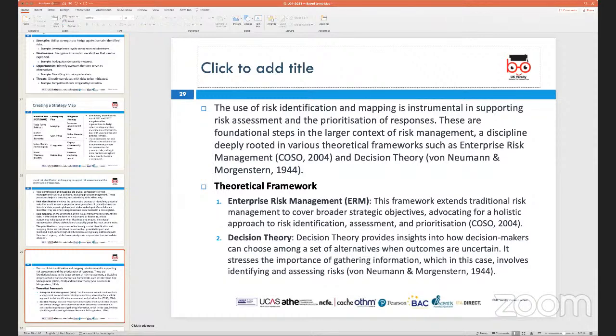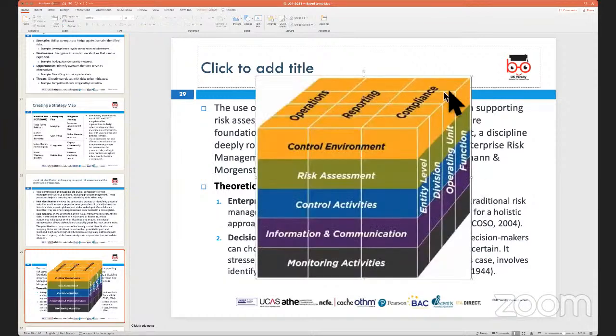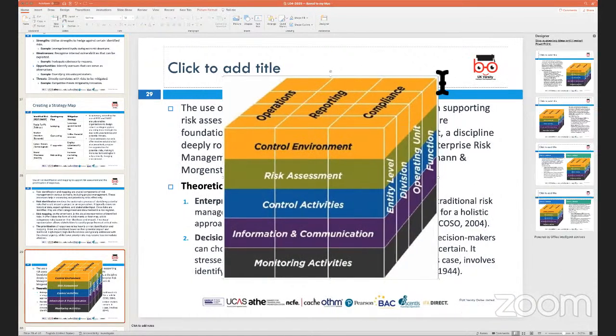Now, this particular framework, if I bring this across, is basically based on 3 pillars, which are operations, reporting, and compliance. But when we look at what kind of activities it helps to deter or do away with, it starts with monitoring activities. It looks at communication and information, it looks at controlling, it looks at risk assessment, and it also looks at controlling the environment in which these risks can essentially occur.